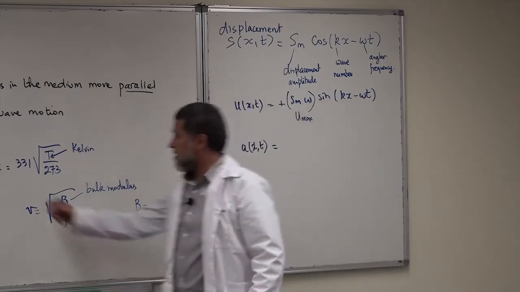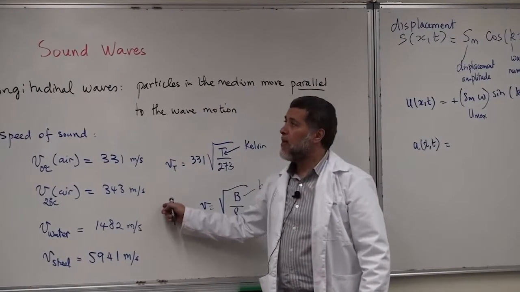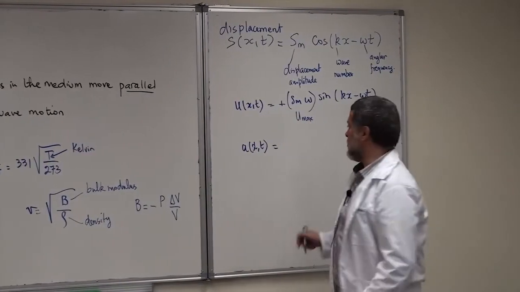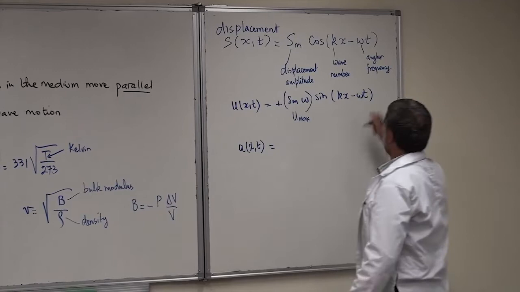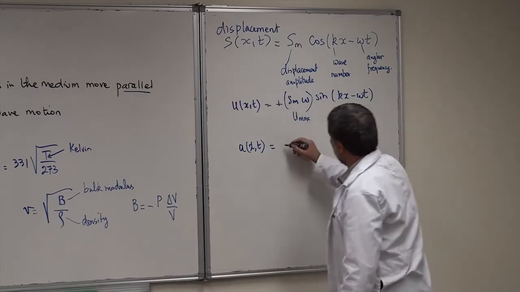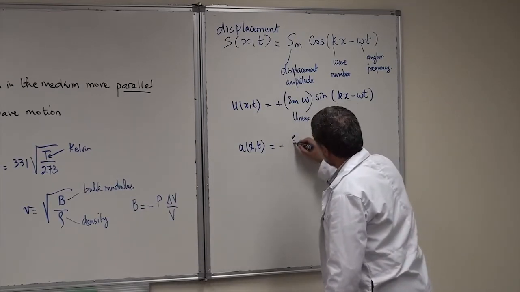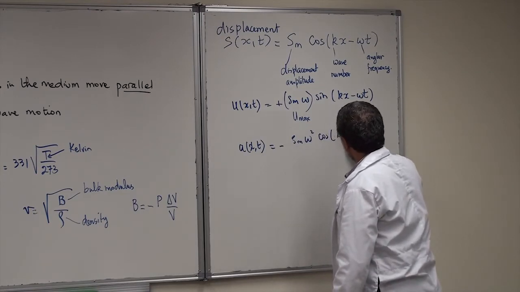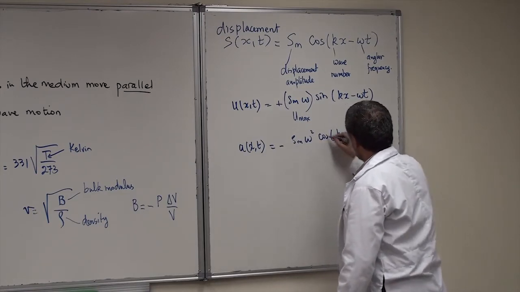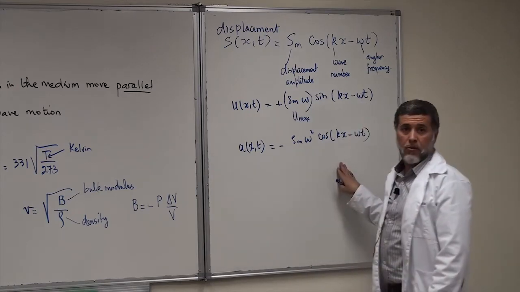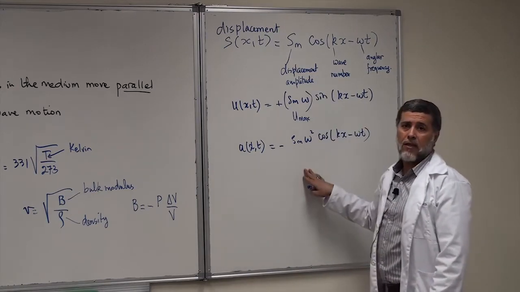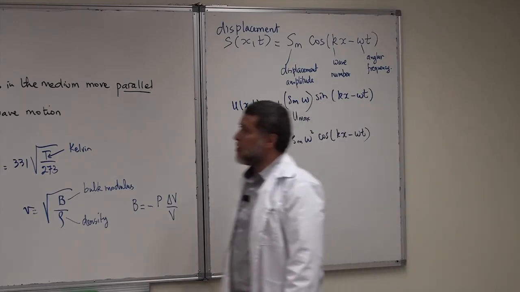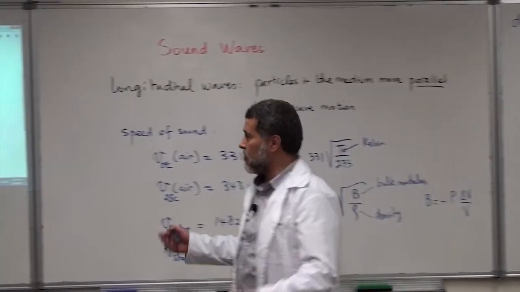Be careful, this is the speed of the wave, and this is the speed of the particles. So you have to be very careful. There's a big difference between the two things. I'm going to differentiate this now. I'm going to take omega outside, so I will have a minus Sm omega squared cosine(kx minus omega t). That's the acceleration of the particles, okay? And we discussed this in detail in the previous videos when we were talking about longitudinal and transverse waves, waves on a string.